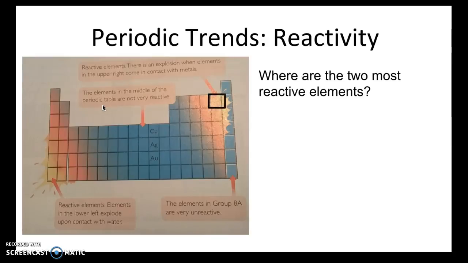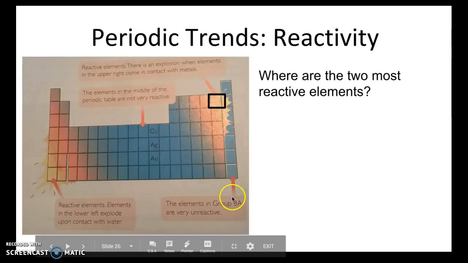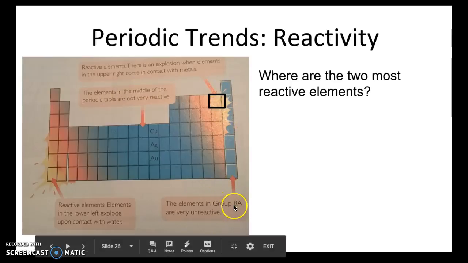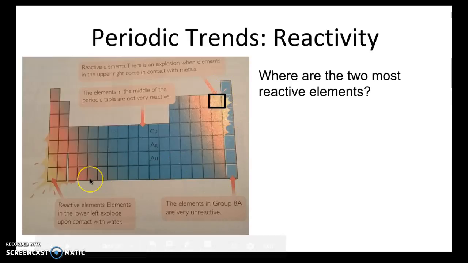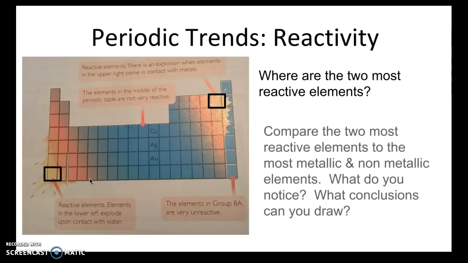Great, so as you can see in this chart, the most reactive elements are in the upper right corner. Again, we ignore group 18, or they're calling it group 8A, because they're very unreactive. Unreactive elements here are shown in blue, and reactive elements are shown in this yellow-orange color. The other one that's reactive is this one here in this group. Okay, so these are the two most reactive elements.